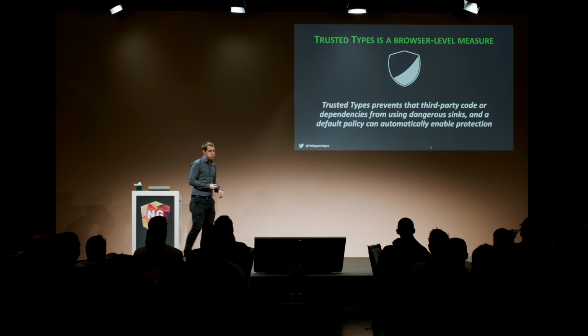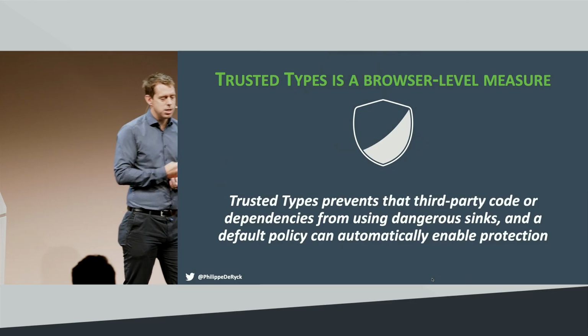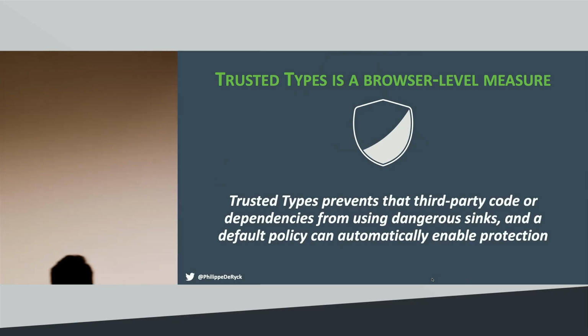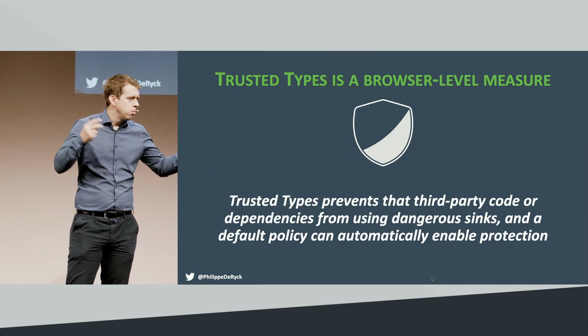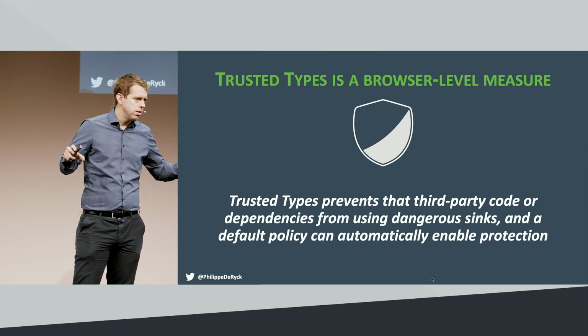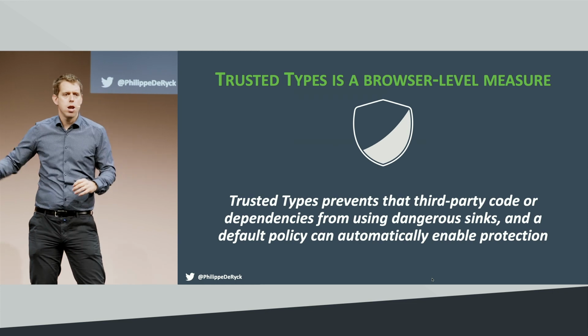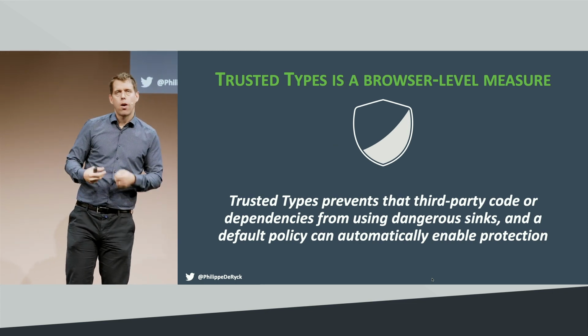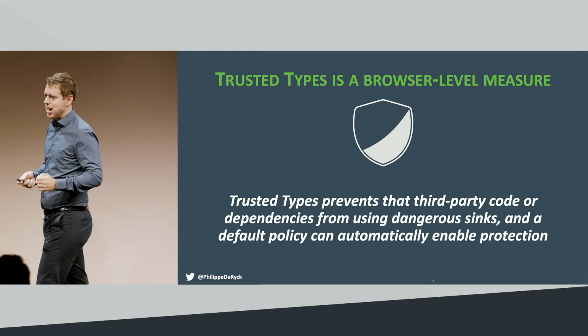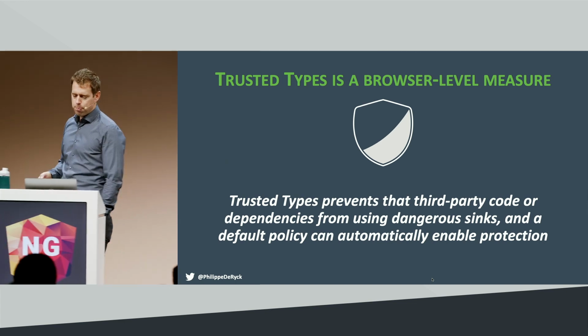So trusted types is a browser-level measure. That's basically what this means. And it prevents third-party code dependencies from doing unsafe assignments if you enable this. Code you have no control over, all of a sudden you can say no, or we'll fix it for you. And that is absolutely beautiful.